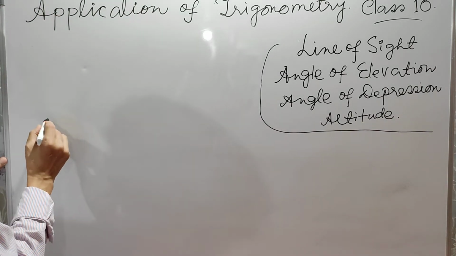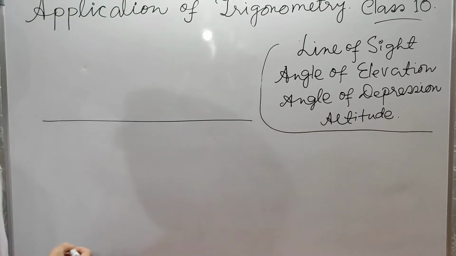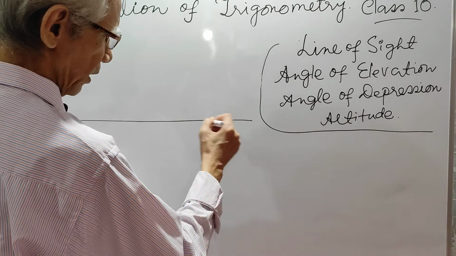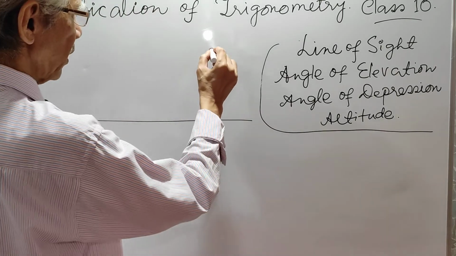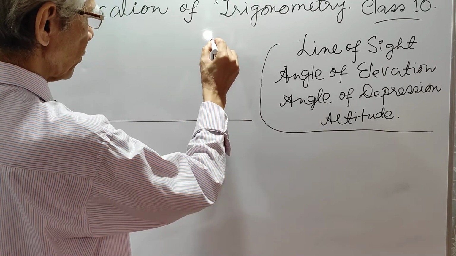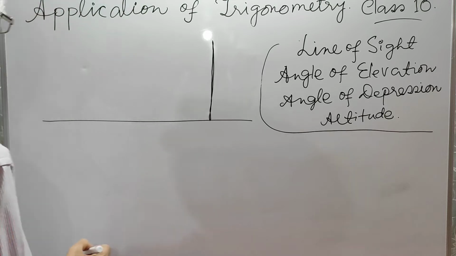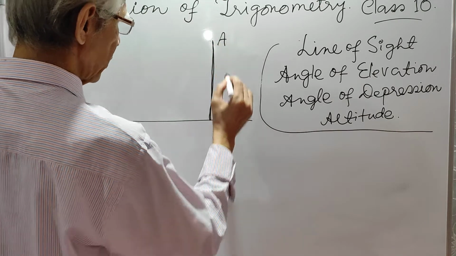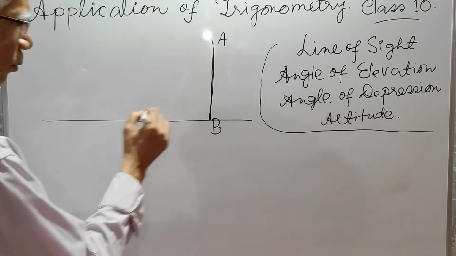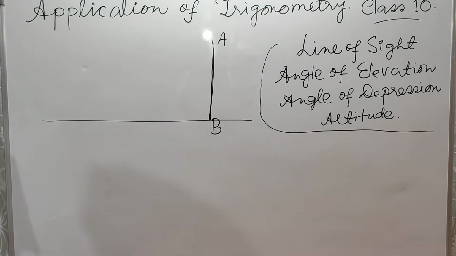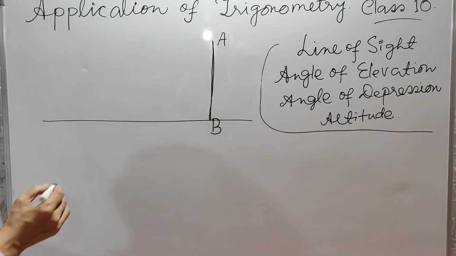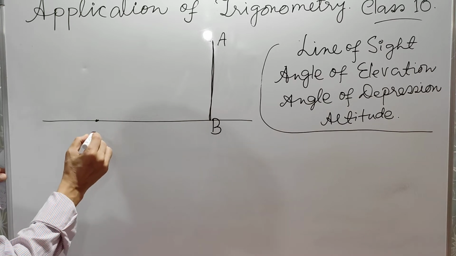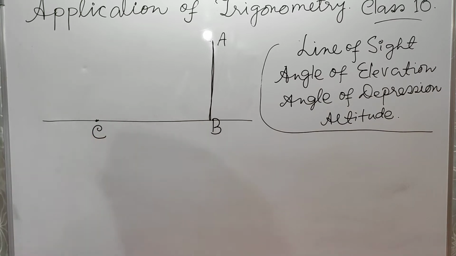Say this. This is the ground. This is the horizontal. This is the ground. Now this is a pole. So this is a pole fixed on the ground. So AB is the pole. So this is A, this is B. So AB is a pole fixed on the ground. All right. Now this is the position. C is the position of an observer.